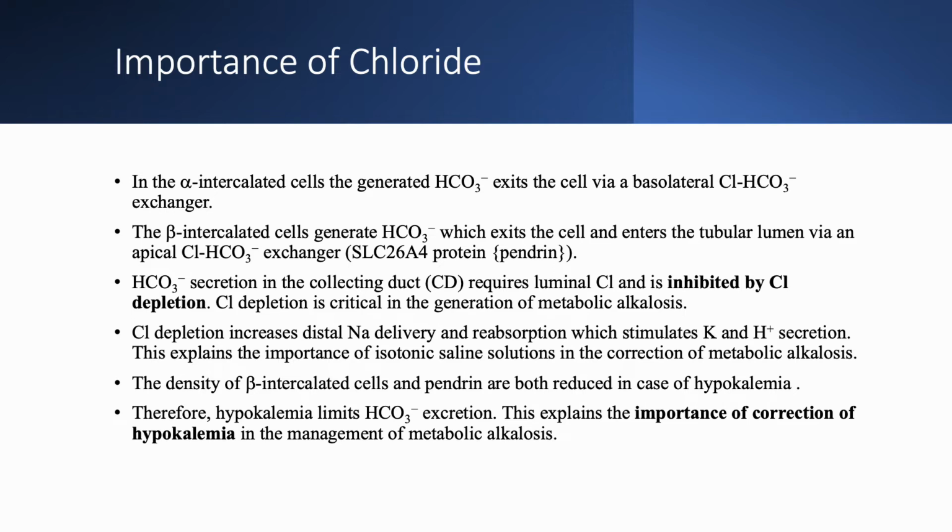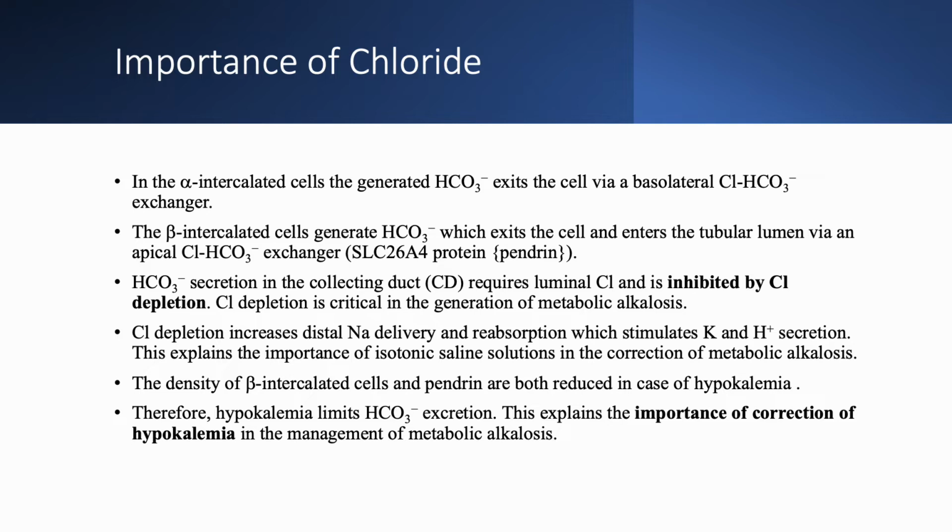So bicarbonate is going to go out into the urine, chloride is going to go into the cell, and the chloride-bicarbonate exchanger is called pendrin. It's the SLC26A4 protein, or pendrin. Now, bicarbonate secretion in the collecting duct requires chloride. Why? Because for bicarbonate, which is a negative charge, to go out, you need another negative charge to go in, which is chloride. So if you don't have chloride, bicarbonate will not go out. So you need luminal chloride.